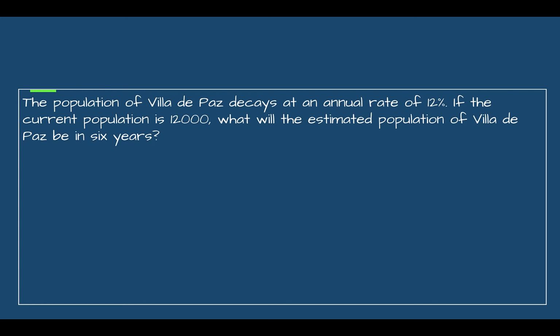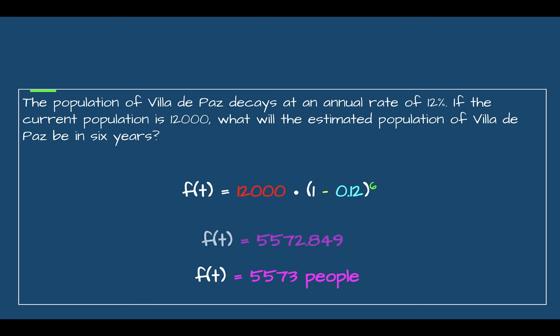All right, let's check the first one. You should have figured out that the population will be 5,573 people. Here's the formula you should have used. Our initial value was 12,000. It's decreasing, so subtraction. 12% is 0.12, and 6 years, so the exponent should be 6. In the calculator, we might have actually got 5572.849 and so on, but rounding it up, we would get 5,573 people.